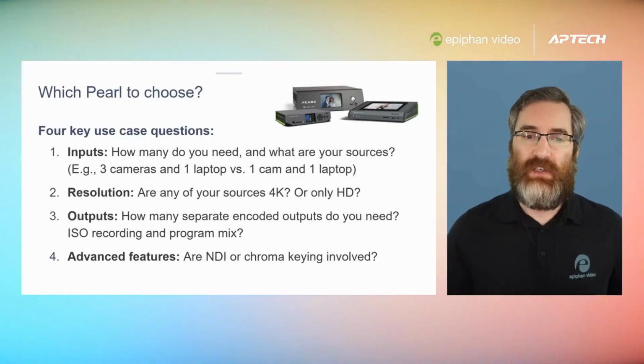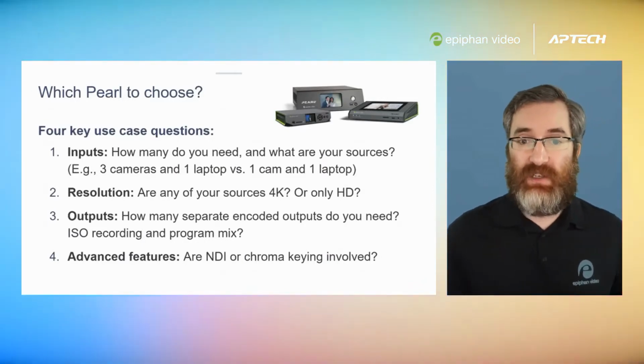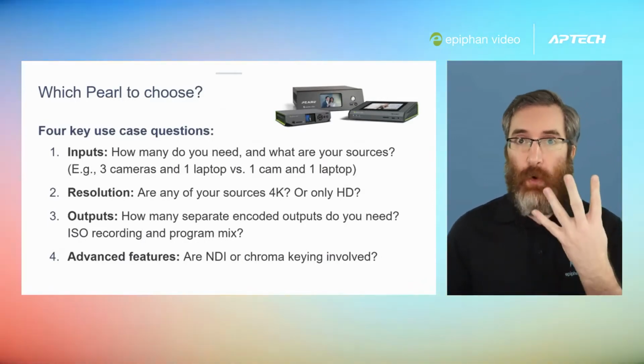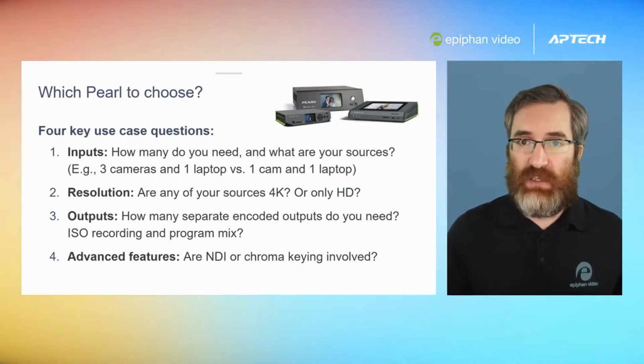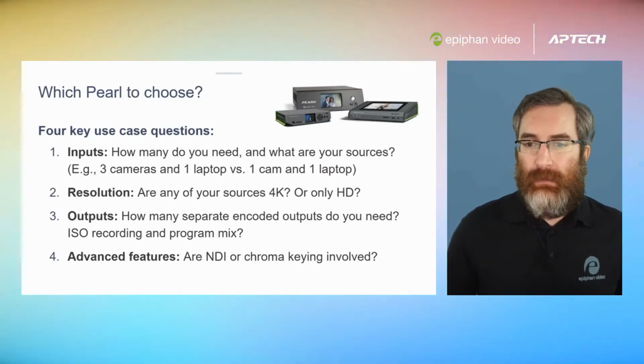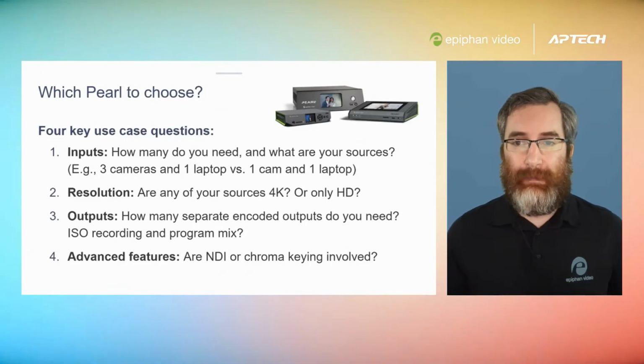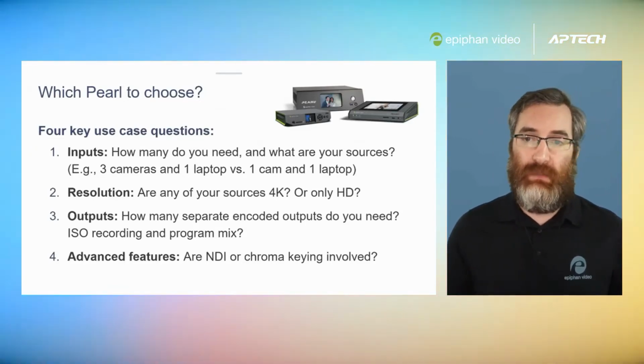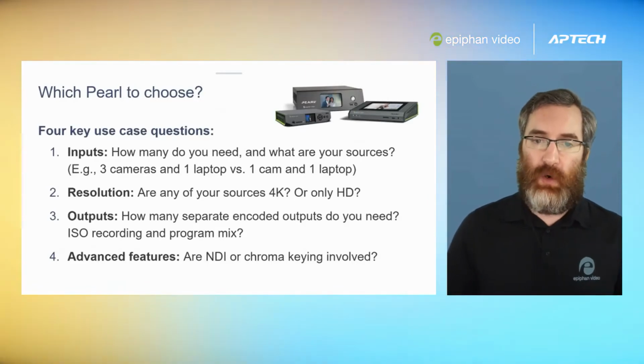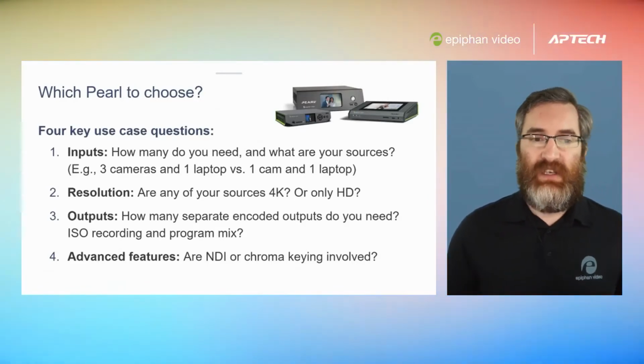The first question we should ask ourselves is, how many inputs do we actually need? What are our sources that we're using? Do we have 3 cameras and a laptop? That's 4. That puts us into a Pearl 2 right away. Or is it only 1 camera and 1 laptop? Well, then I might have choices to make. Pearl Nano and Pearl Mini and Pearl 2, all of them support that. So then we can look at the next question.